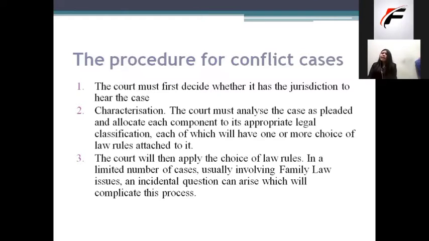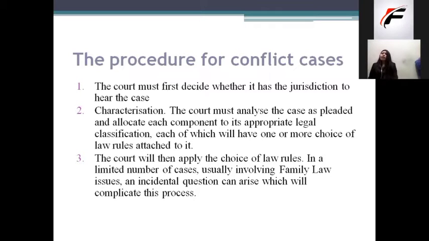The next is the procedure for conflict cases. First, the court must first decide whether it has jurisdiction to hear the case. Second is characterization. The court must analyze the case as pleaded and allocate each component to its appropriate legal classification, each of which will have one or more choice of law rules attached to it. Third, the court will then apply the choice of law rules. In a limited number of cases, usually involving family law, issues and incidental questions can arise, which will complete this process.